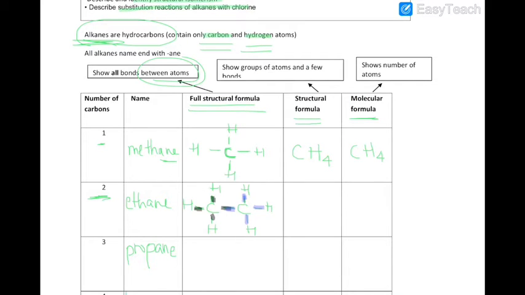Okay. So what will be the structural formula? In this case, the structural formula will show groups of atoms. So we'll see this one as a group, CH3, and this one as another group, CH3. And the molecular formula shows the number of atoms. So there are 2 carbons and 6 hydrogens.